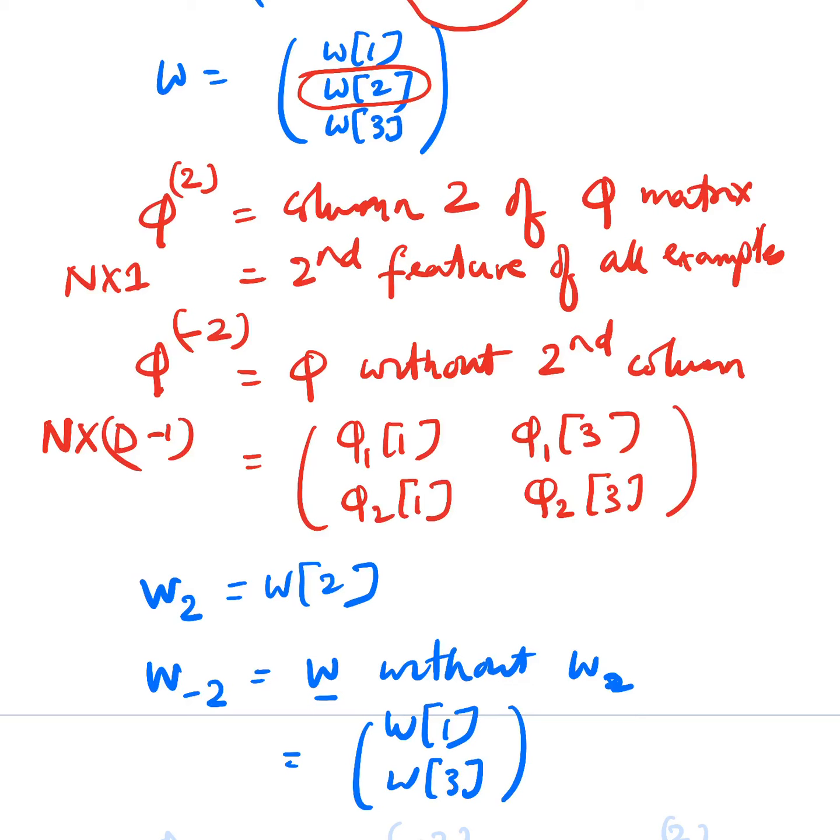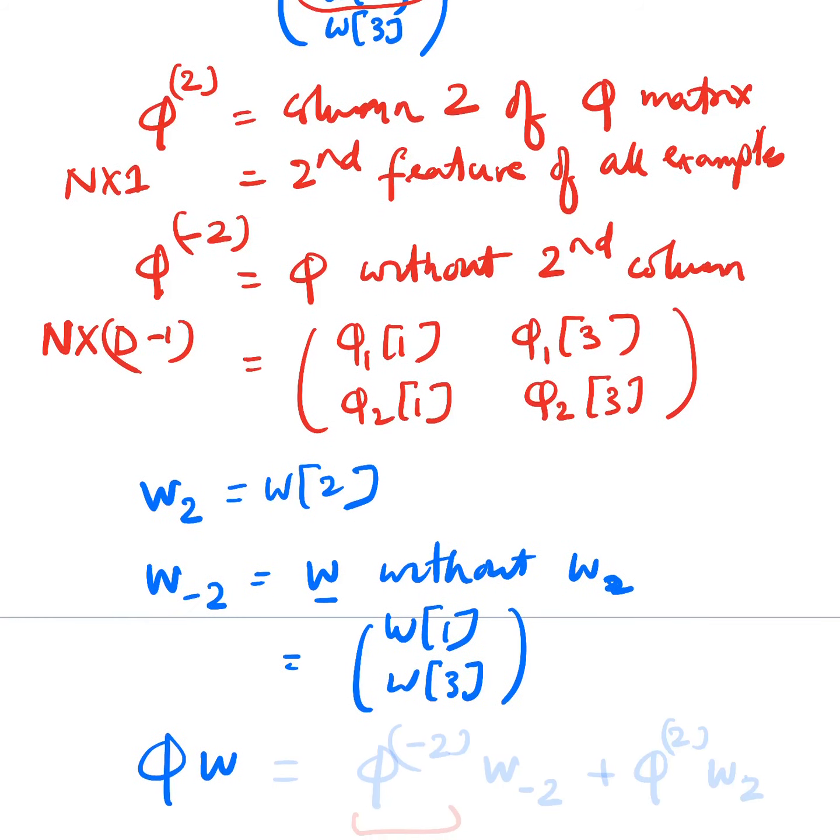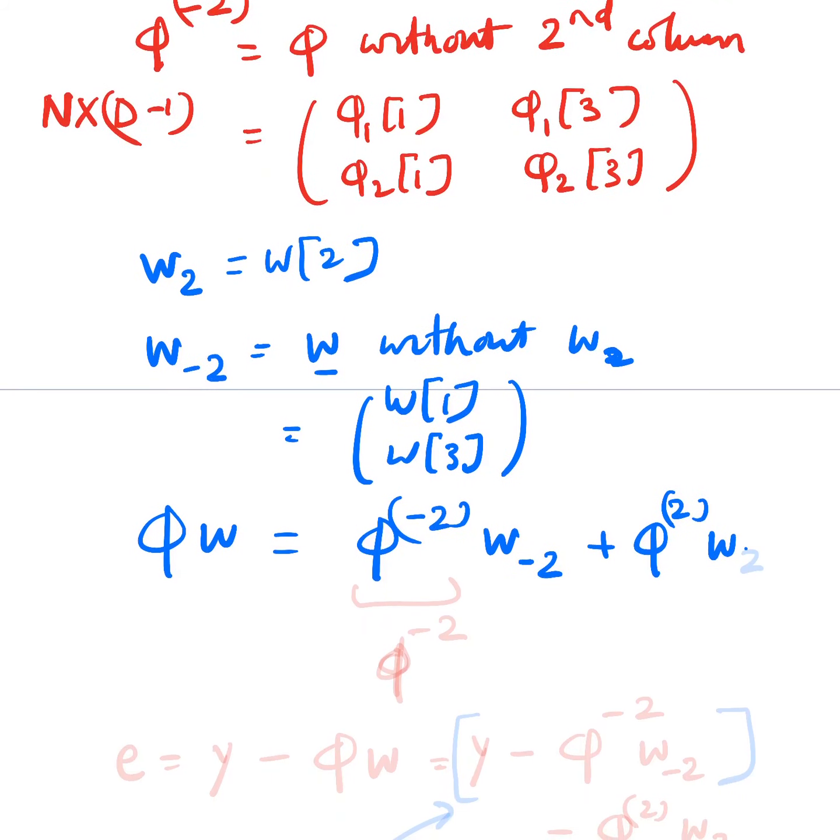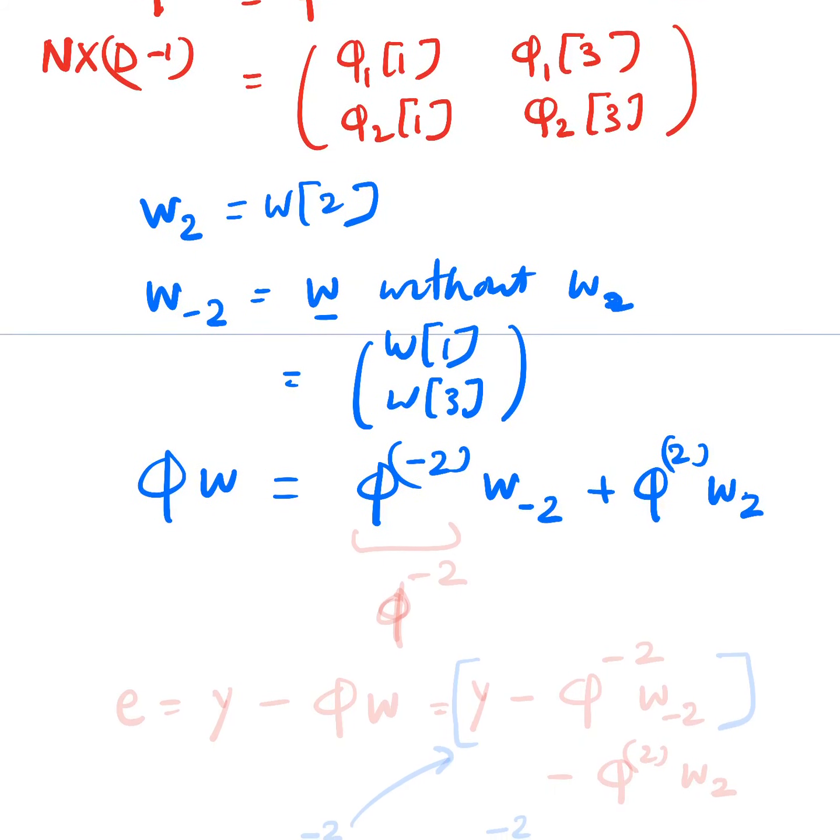So I'm setting this up so that this bunch of predictions, phi W, can now be easily written as the part that does not depend on the second coordinate that you're trying to optimize over, and the part that does depend on this second coordinate that you're trying to optimize over. And I'm going to denote this by phi of minus 2, meaning everything except the second column, right?